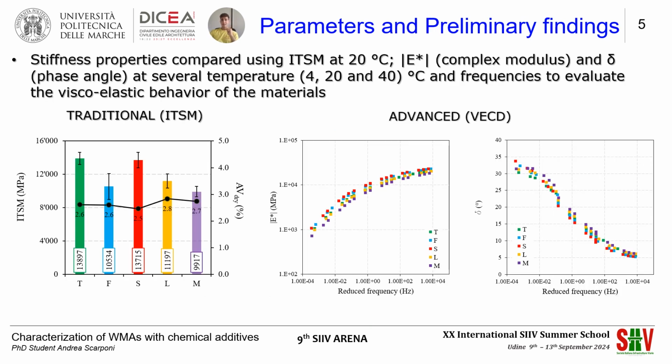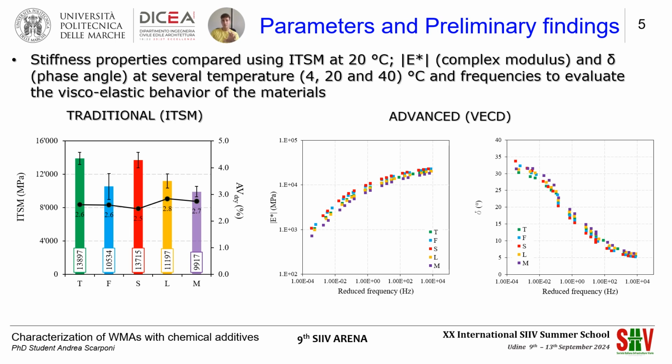So, until now, I tested these 5 mixtures and elaborated the stiffness properties, compared using the indirect tensile stiffness modulus value in megapascal for each mixture at 20 degrees. Then, from the advanced approach, I compared the complex modulus and phase angle at several temperatures, 4, 20 and 40, and frequencies to evaluate the viscoelastic behavior of the material.